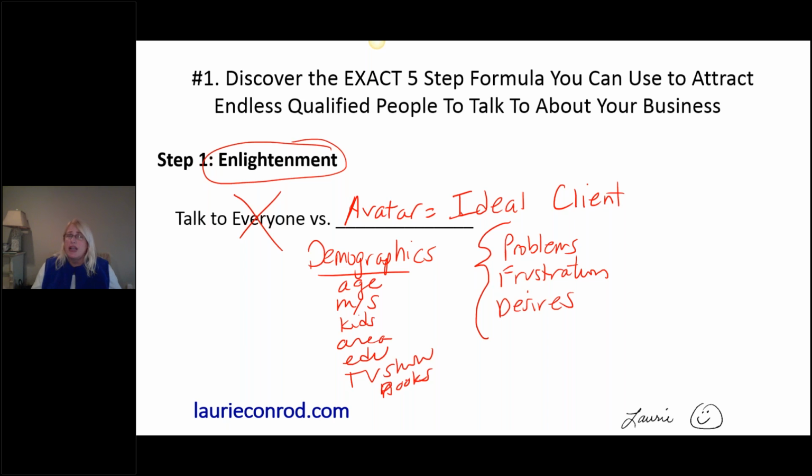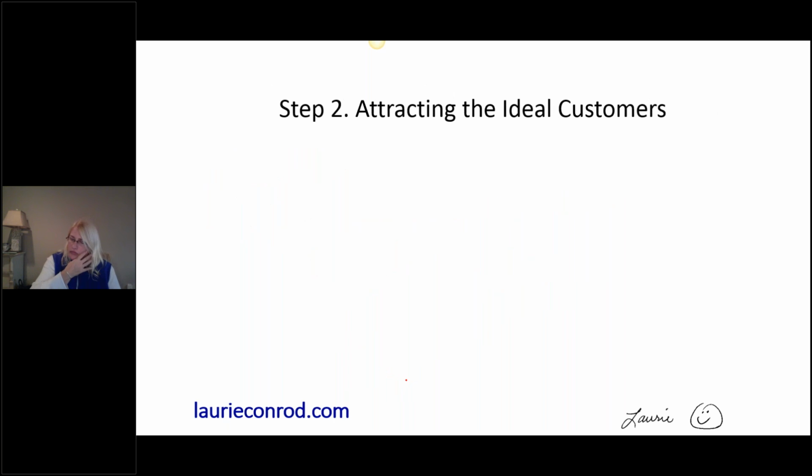Sometimes we just have to go through the process and have it fall flat and then go back and say, okay, what am I missing? I'm not being specific enough about who I'm trying to target and what I'm saying to them. Then you can improve your message. And when you improve your message, you're going to attract those right people. Okay? So let's get to step two.